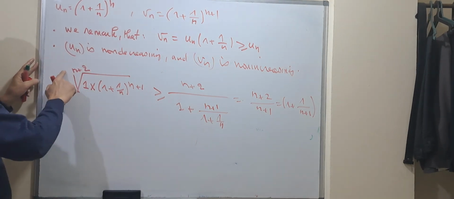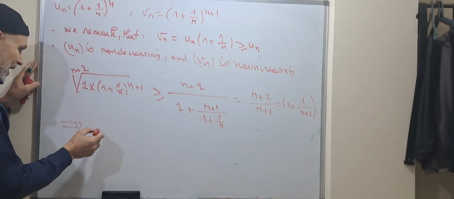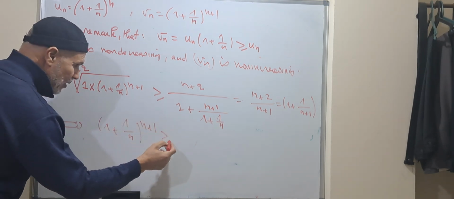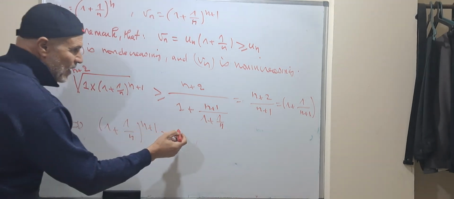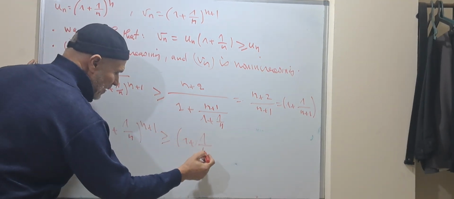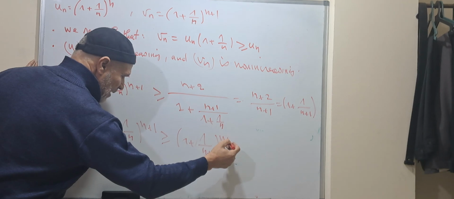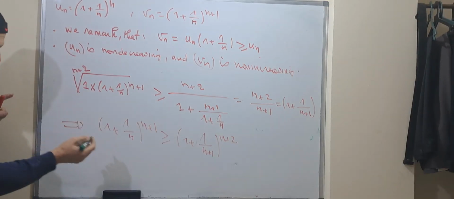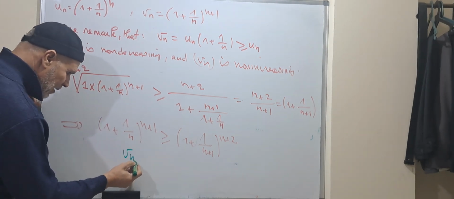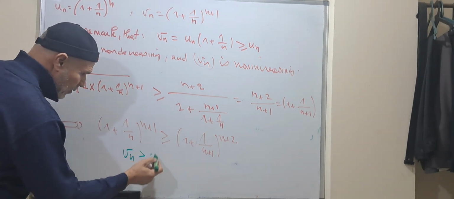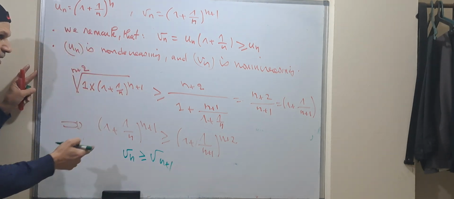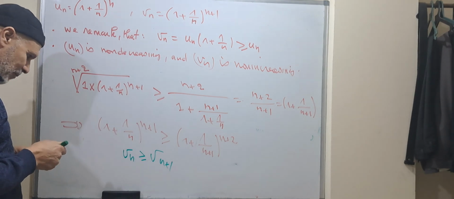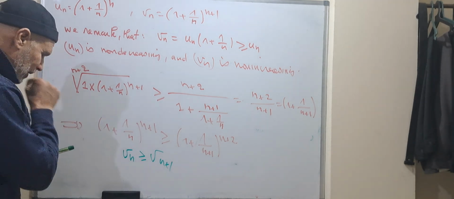So if we take it to the power n plus 2, we obtain (1 plus 1 over n) power n plus 1 is greater than or equal to (1 plus 1 over n plus 1) power n plus 2. This means that vn is greater than or equal to vn plus 1, which means that vn is non-increasing. So we proved the main important result in this case.